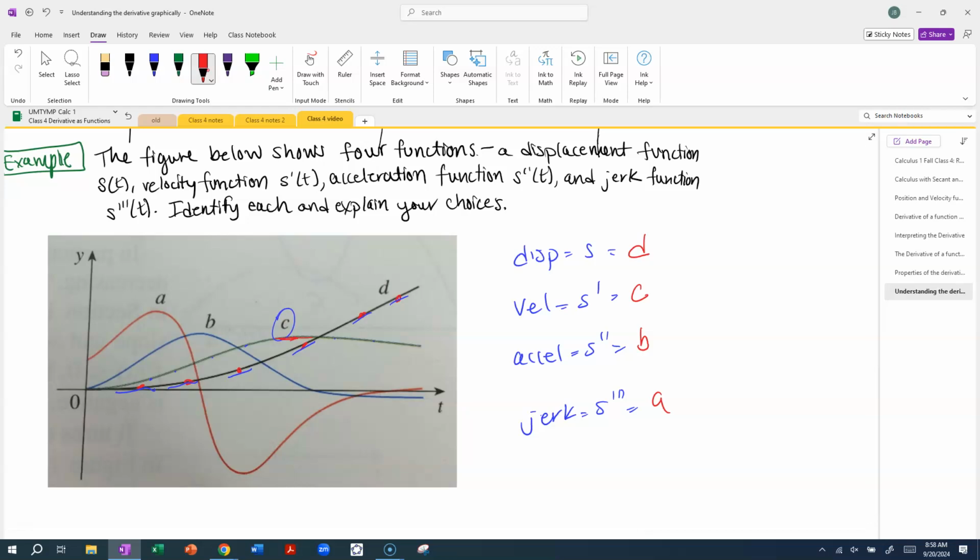All right, so there we go. We have at least a start to understanding how to graph the derivative of a function, in addition to how to find the derivative algebraically and also in words.